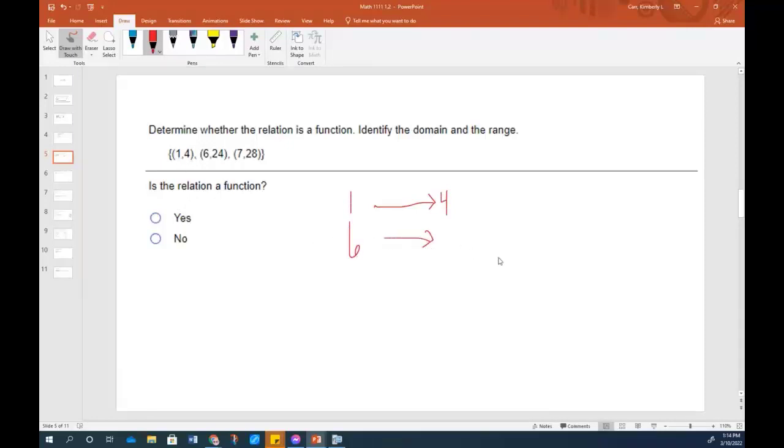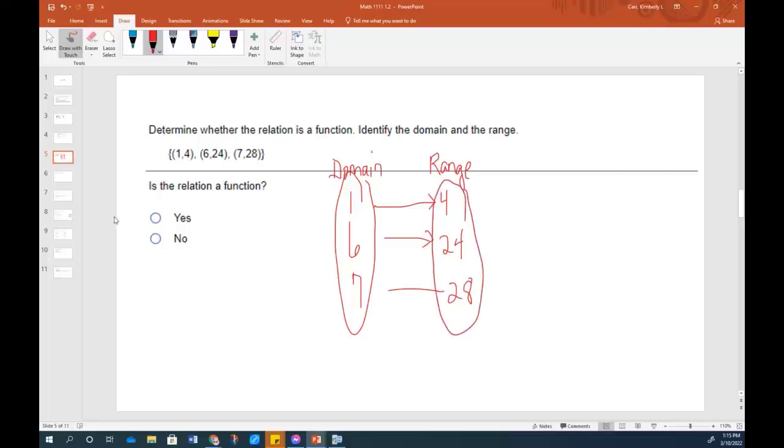6 maps to 24. And 7 maps to 28. So every one of my domain, we just identified the domain then. There's my domain values. Every one of them maps to exactly one range value. So these are the range values. So it does fit the definition of a function. Every x goes to one y. Yes, that one's a function.